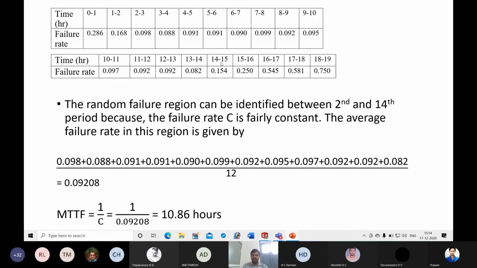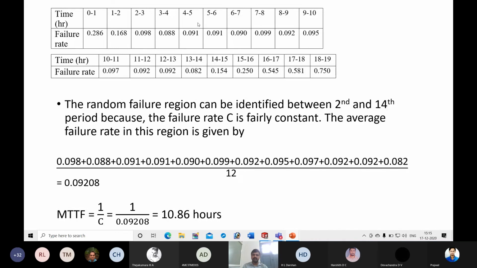Then if you consider 14 to 15, there is a lot of difference, that is 0.154. So that's why I am going to consider from 2 to 3 to 13 to 14. I will add only these values starting from 2 to 3, that is 0.098, then 0.088, 0.091, 0.091, then 0.090, next these values, and till 0.082. Totally I have considered 12 intervals.